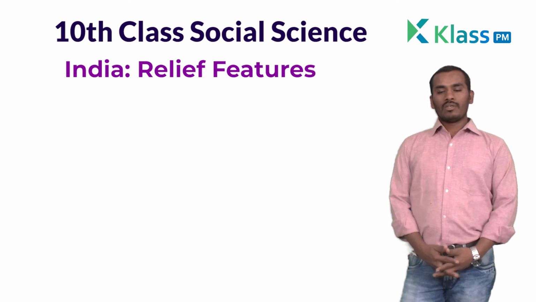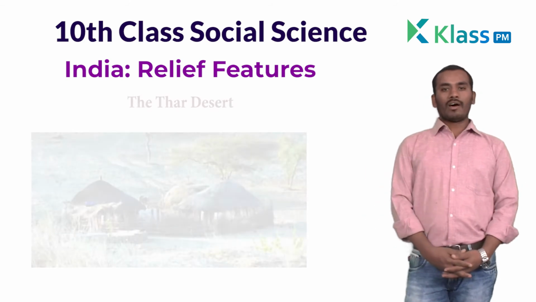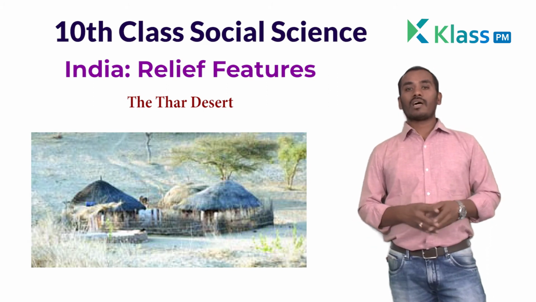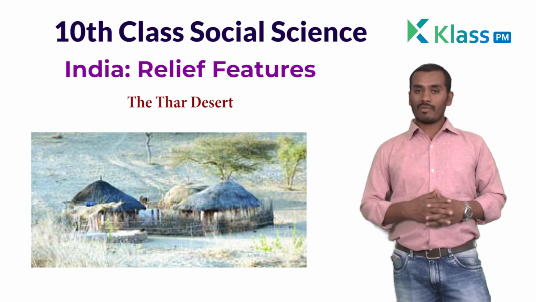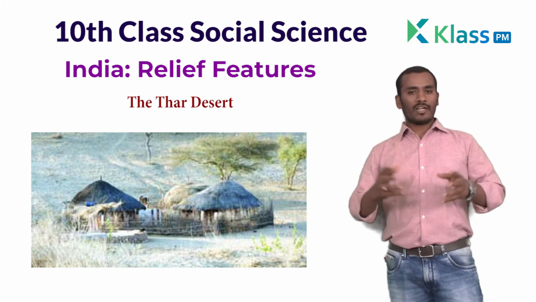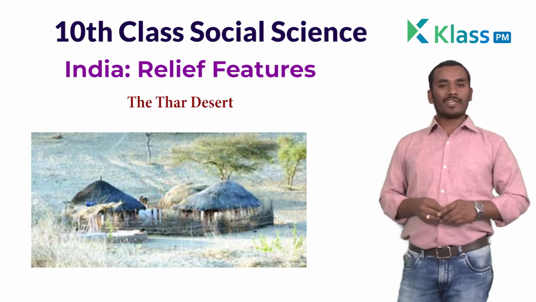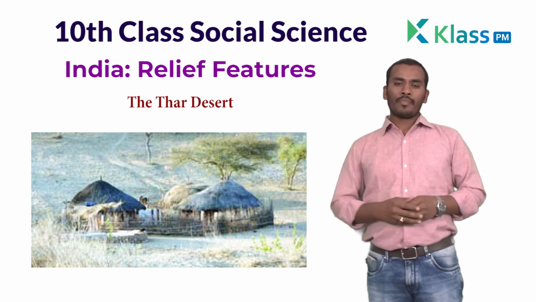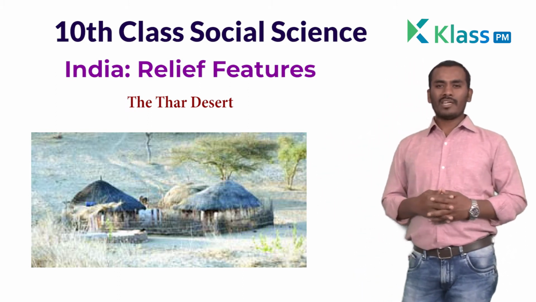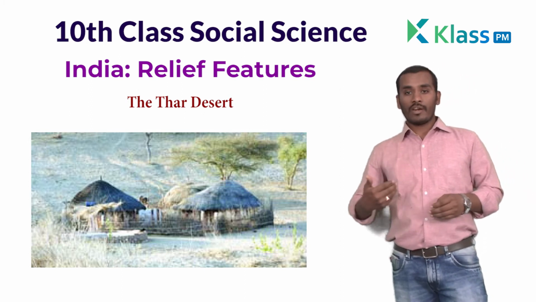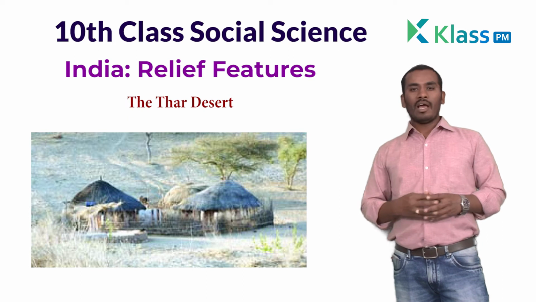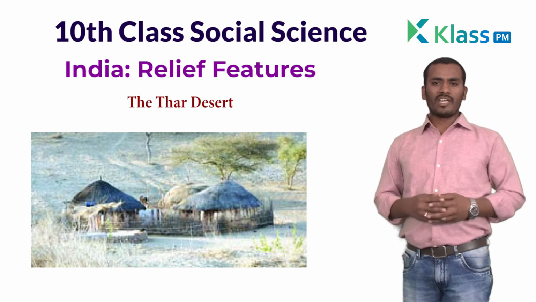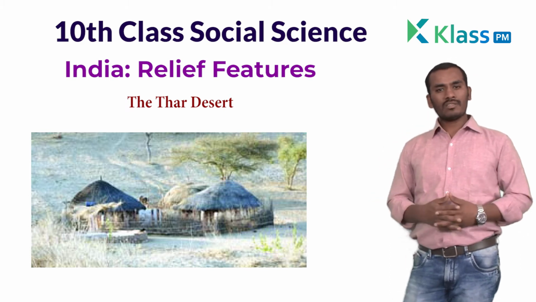Now we learn about the fourth physical division of the Indian subcontinent. The fourth physical feature is the Thar Desert, the one and only desert of our country, India. All of us know that it is located in the state of Rajasthan for the major part, and it extends into some parts of Gujarat. This desert lies on the leeward side of the Aravalli ranges. Leeward means downwind of the Aravalli ranges, and it experiences very little annual rainfall, only 100 to 150 centimeters.